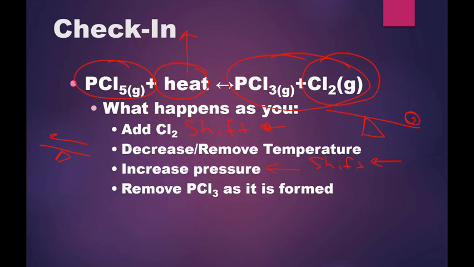What if I remove PCl3? So if I remove PCl3, what have I done? On my seesaw, PCl3 has gone up. Okay, it's up here because there's not enough weight weighing it down to keep that at equilibrium. So what do I need to do? I need to produce more PCl3. So I'm going to shift right, or favor the production of the products.